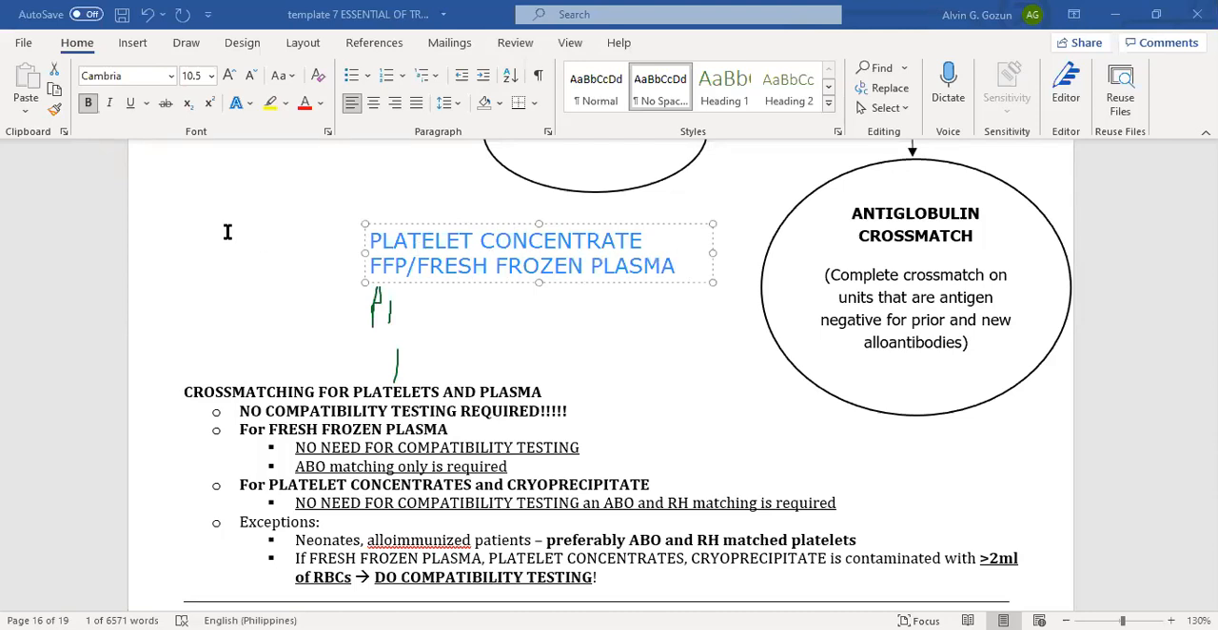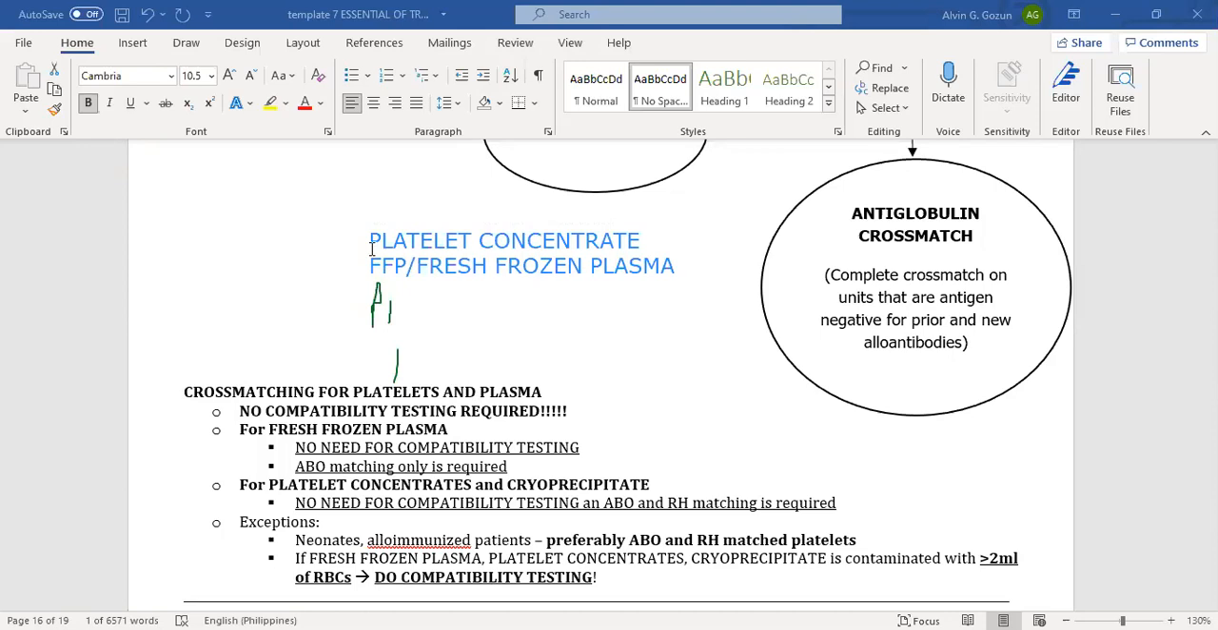Kapag RBC naman, mostly RBC, ang tawag dun, packed red blood cell. O tatlo na yung alam ninyo ha. Pag mostly yung idodonate na dugo sa pasyente ni donor, puro RBC, packed RBC yon. Tapos platelet, tawag doon platelet concentrate.